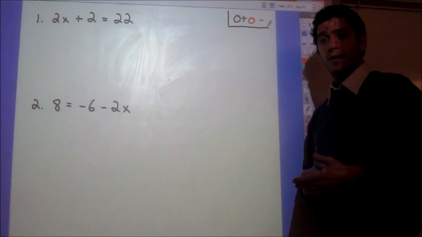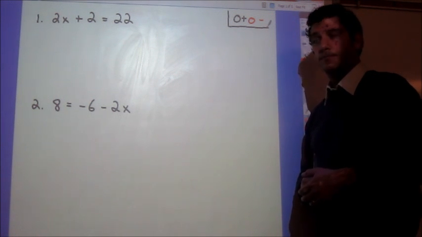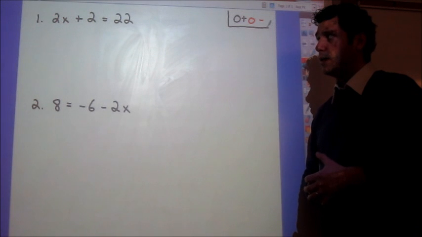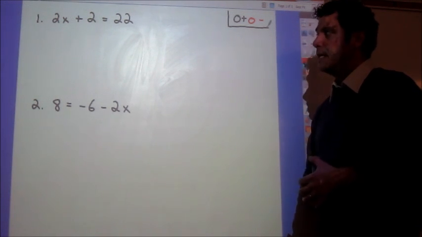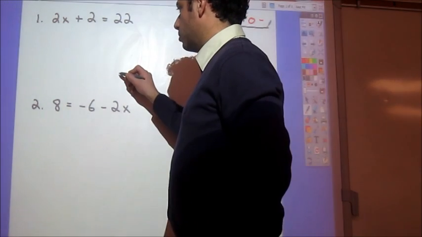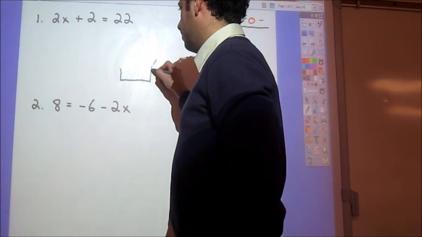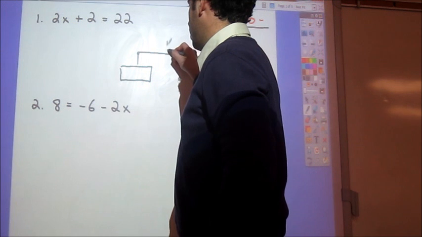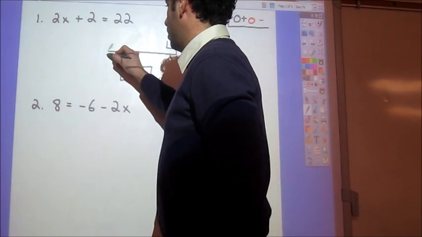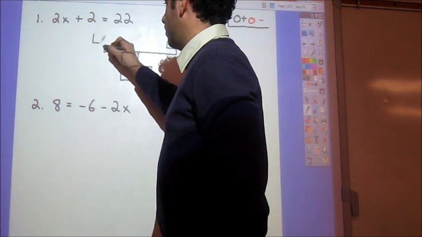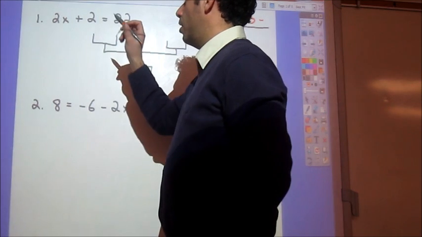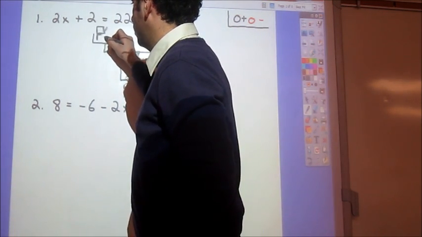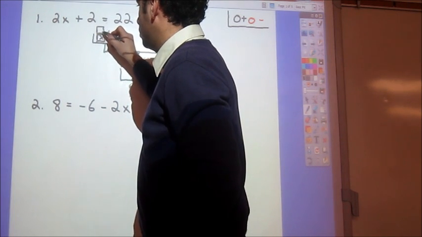Let's try a couple more examples and solve them using models. We'll start with 2x plus 2 is equal to 22. We could use a balance scales model to represent this problem. Start by just sketching a balance scale. On one side, we're going to have 2 x's. So I'm just going to draw 2 squares.